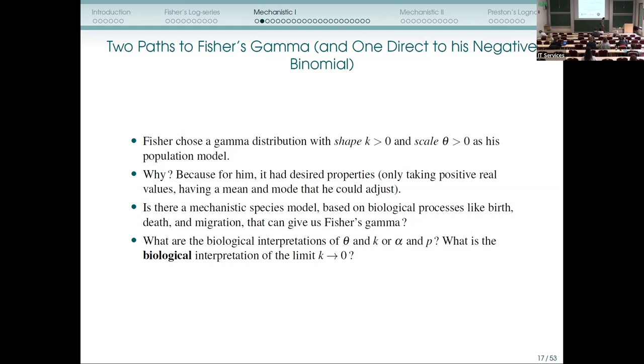What does it really mean to take k to zero? What's the biological implication of that? It kind of made things rare, but how did it make things rare? The theta parameter was just something out there. There was no meaning to it whatsoever. They gave him the things that he wanted. They gave him flexibility. Two parameters, he could twist them around. But remember I said, give me five parameters and I can give you an elephant.